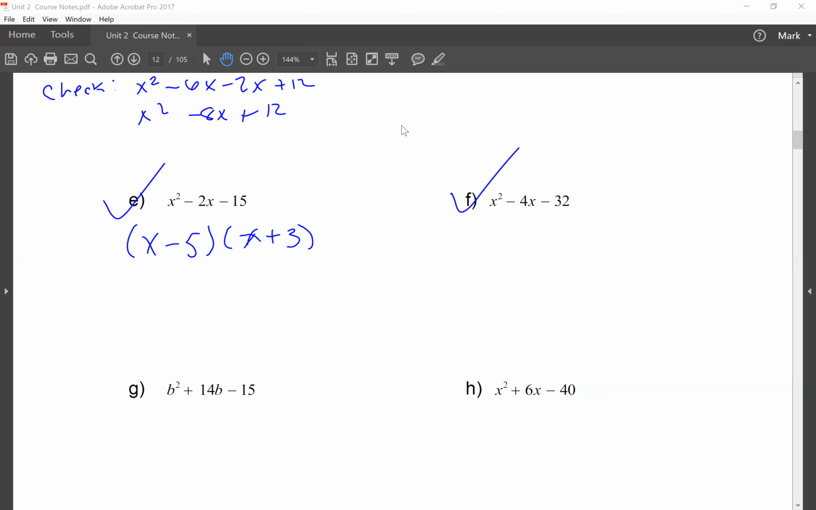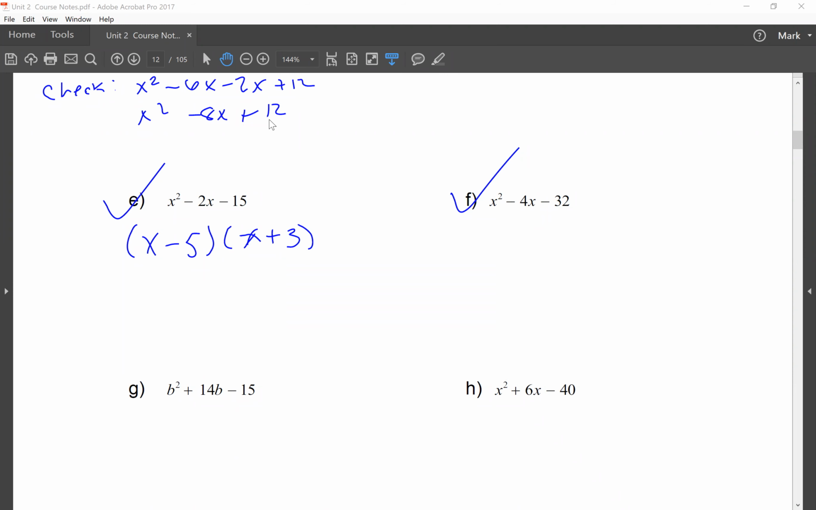Okay, what about F? Did anybody answer F? Yeah, one student answered F. So 30, negative 32 and 4. So again, think of the multiples of 32. There's 1 and 32, 2 and 16, 4 and 8 seems about right. I know I can add together 4 and 8 somehow to get a negative 4.